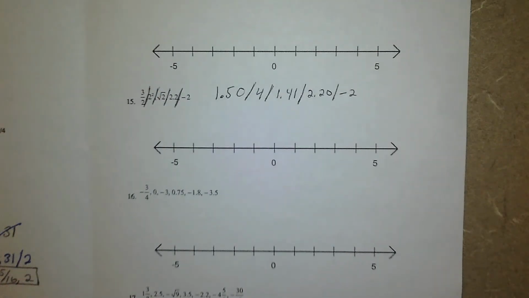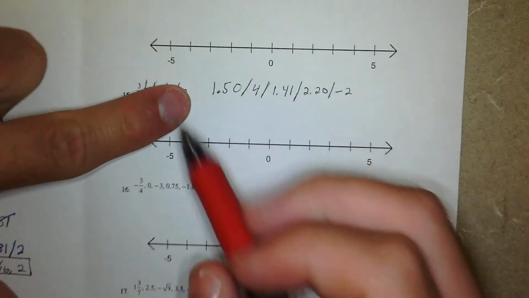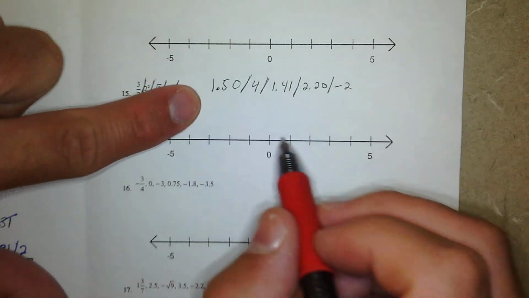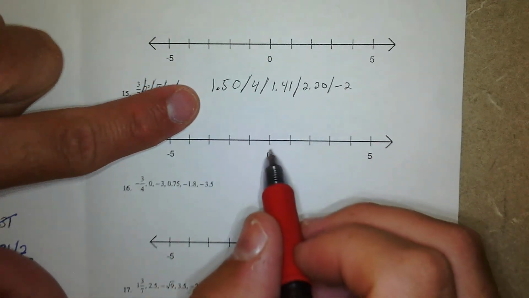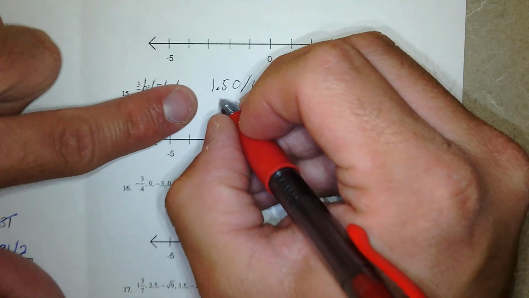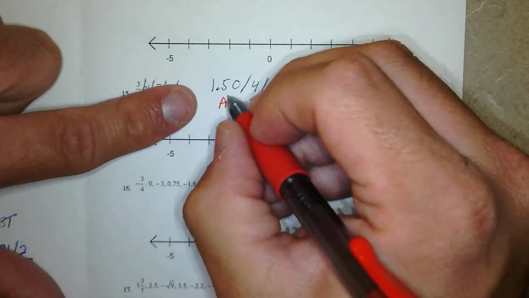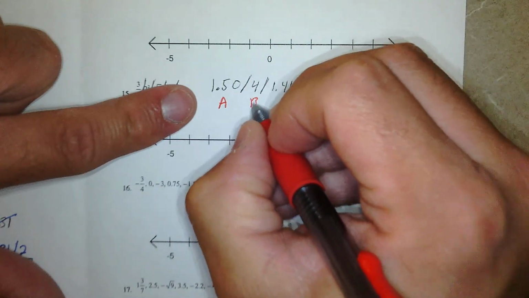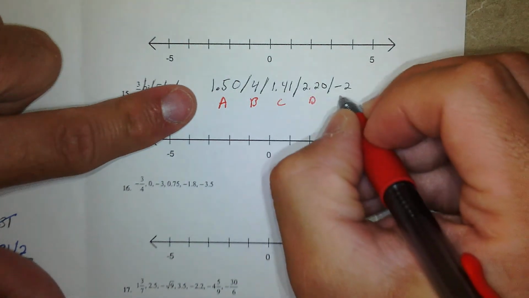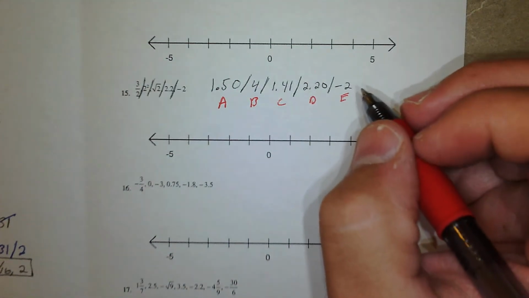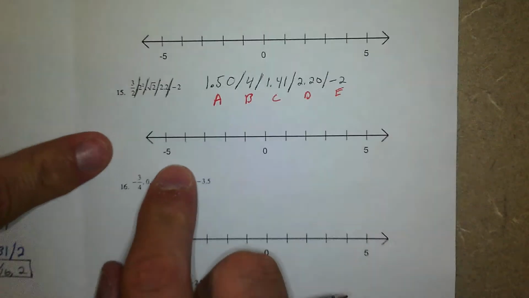Now the trick to this, to make it a little easier on yourself, you could label these as 1.5, label it as 4, label it as 1.41, and so forth. But what I like to do to make my life a little easier is I call them A, B, C, D, and E. And that way when I put them on a number line, I know where they go.